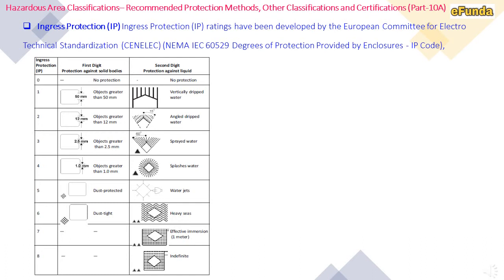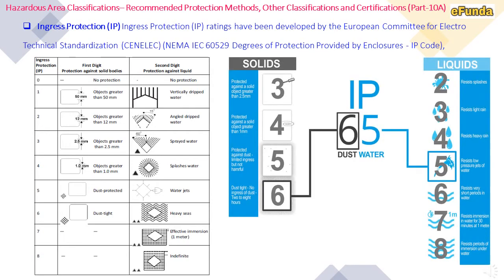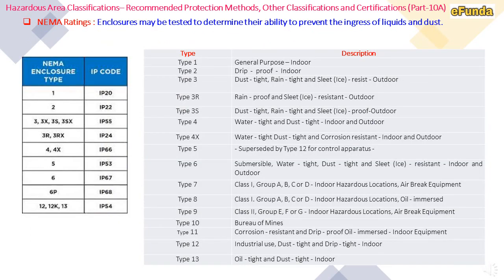First digit 7 is not defined, and the second digit is effective immersion up to 1 meter. First digit 8 is not defined, and the second digit is indefinite immersion. And for better understanding, one can refer to another sketch where IP65 is defined. The first digit is dust tight, and the second digit, that is 5, means water resistant to low pressure jets of water. This is how the ratings are defined for ingress protection. NEMA ratings: enclosures may be tested to determine their ability to prevent the ingress of liquid and dust.